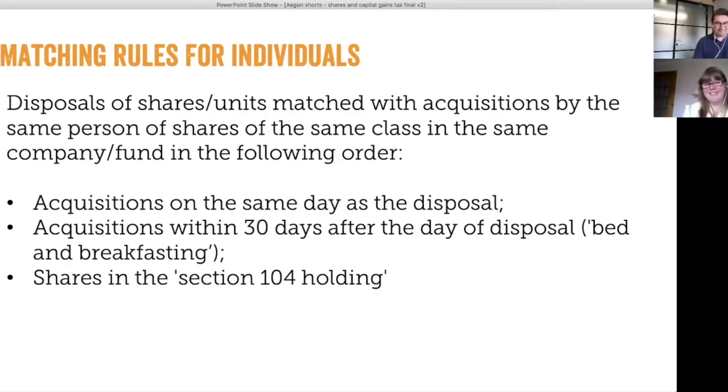It was really to counter the fact, as I say, that people would be selling down a specific fund and then they would buy back that same fund on the same day or within the next 30 days. Yeah. And that's these bed and breakfasting rules.